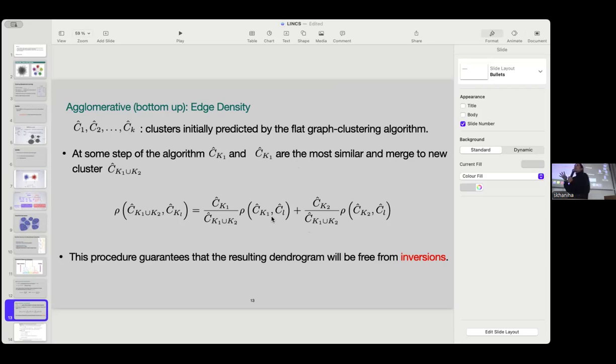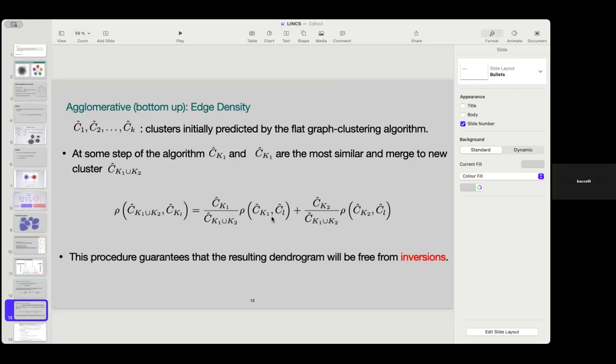So when we merge, this equation shows that when we merge two clusters at some step, the distance between this new cluster and the other clusters is the average of the distance between the subclusters of this new cluster and the other cluster.